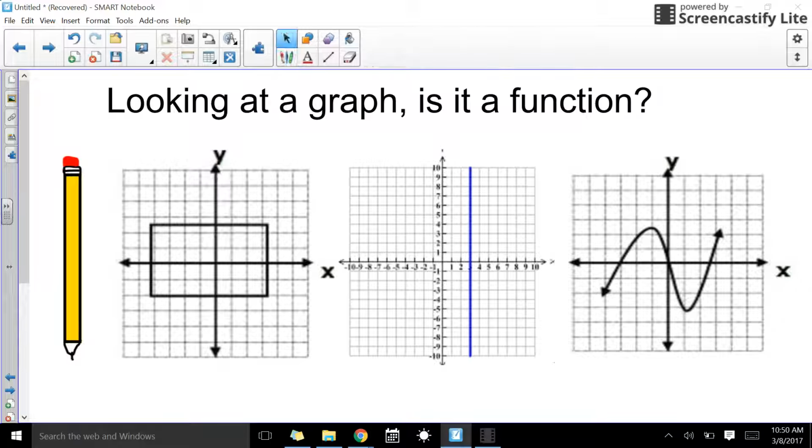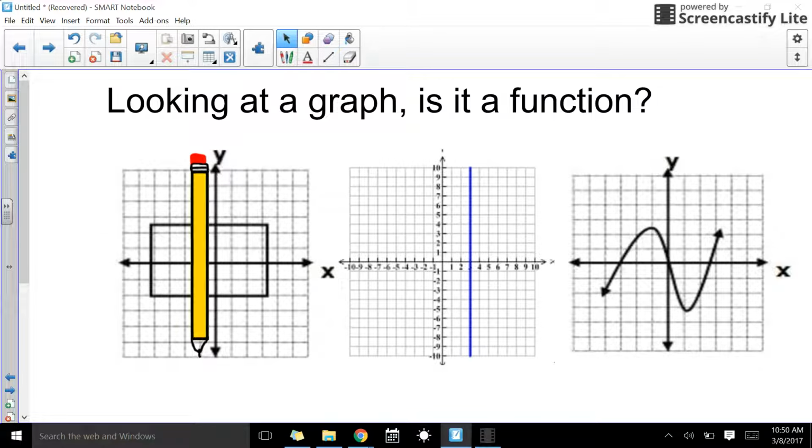All right, now we want to look at a graph and determine if it's a function. The way that you're going to do this is, when you're taking your SOL test, you have a ruler, or you can even use your pencil too. Just slide it over. Do you see how this graph touches my pencil here and here? If it touches my pencil more than once, it is not a function. Okay, let's move it on over.